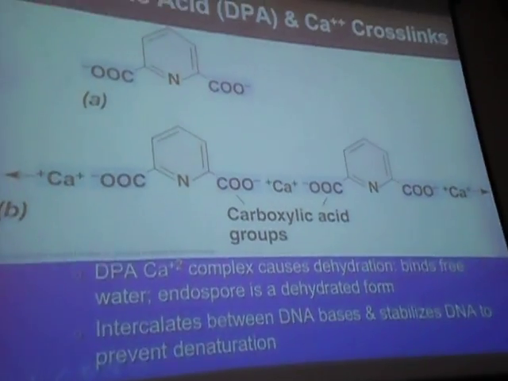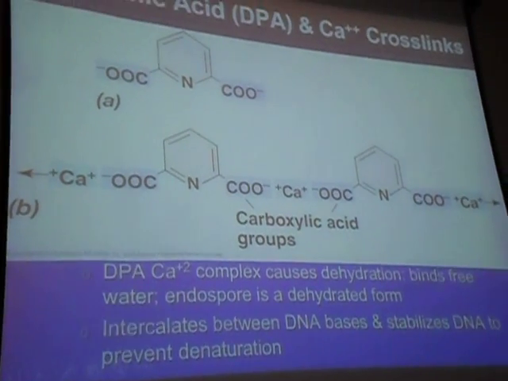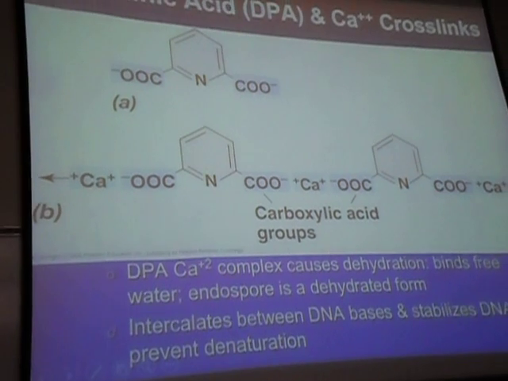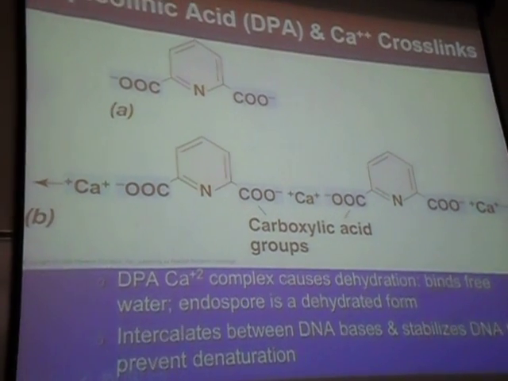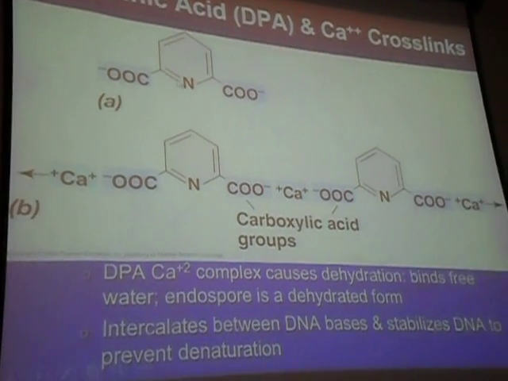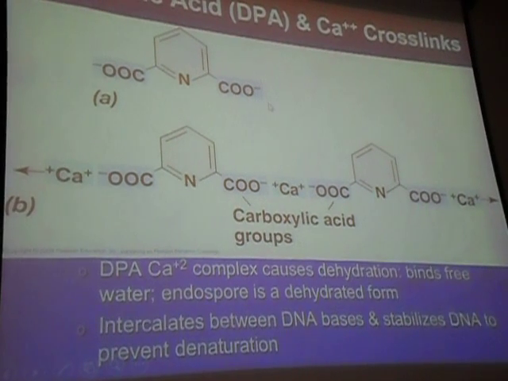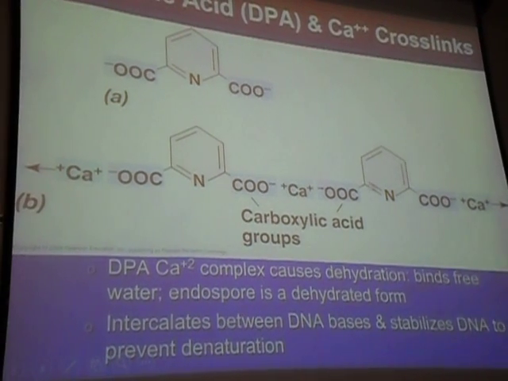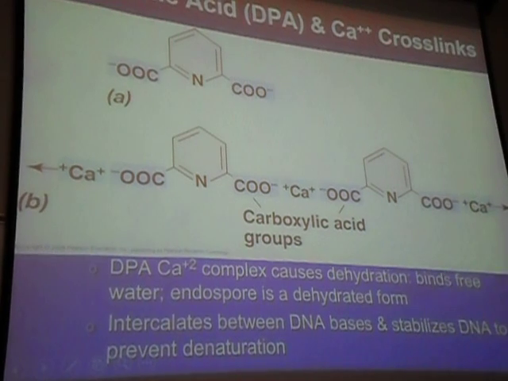We're talking about endospores, and one of the chemicals unique to endospores is dipicolinic acid. The dipicolinic acid structure is shown here. Okay, and you see it's got the carboxyl group, so it's got the negative charge, so you can put two of these together and they can interact with the calcium.